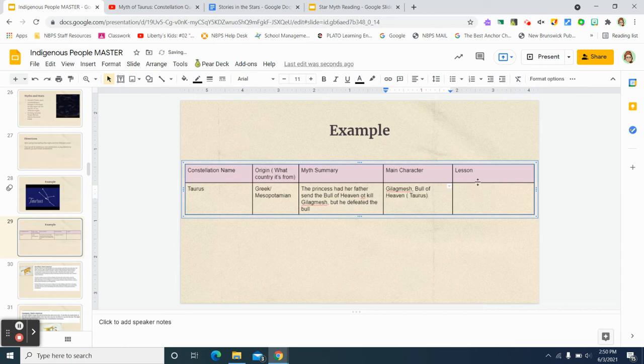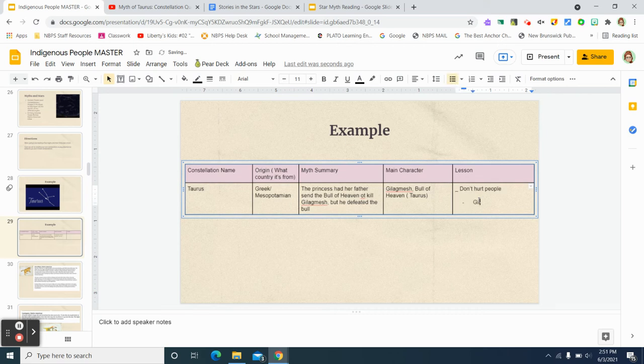All right, now when it comes to the lesson, I want us to be clear. It could be either the lesson, how was something created, or the moral of the story. So the moral of this story, right, it wasn't like, slow and steady wins the race. It was kind of like, don't hurt people, because if the princess hadn't sent him to be killed, then the bull would have been fine. So we can write, don't hurt people.